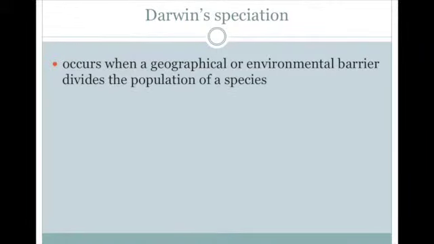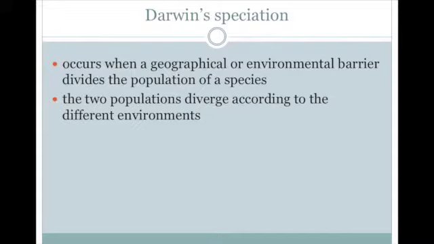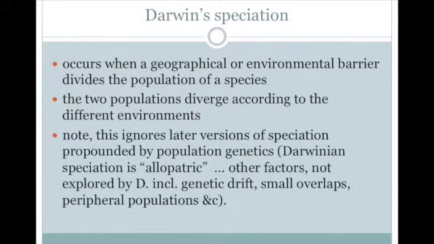So Darwin's speciation occurs when a geographical or environmental barrier divides the population of a species. The two populations diverge according to the different environments. Now, the important thing to note here is that this ignores later versions of speciation that are propounded by population genetics, and we'll be looking at the emergence of population genetics and how it becomes integrated with Darwinism slightly later on in the subject.